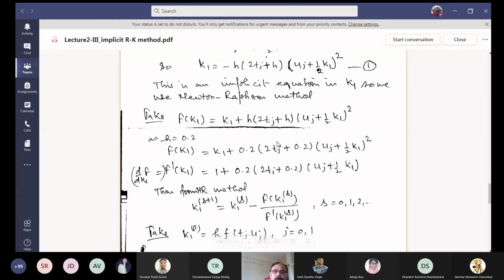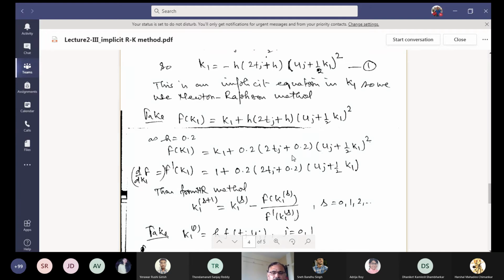So f of K1, you have to write in this form. F of K1 is your K1 plus h. You have to take all the terms on one side: K1 plus h into this whole term equal to 0. So your f of K1 will be this quantity, which is equal to 0. So put these values, and h is 0.2.